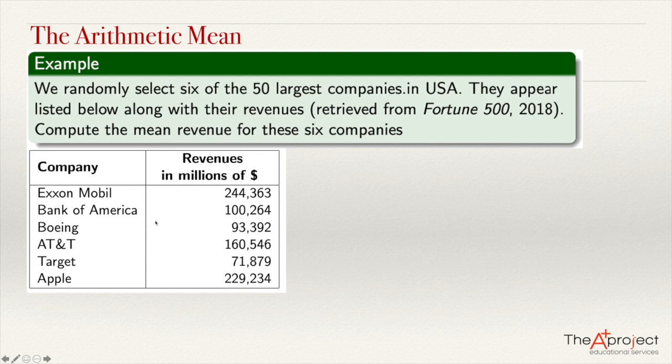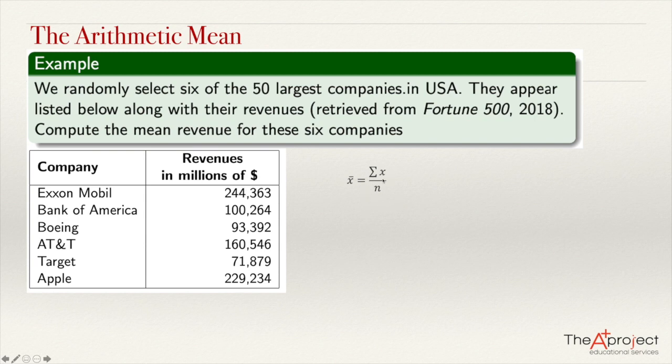Notice that this is a sample. Yes, there are 50 largest companies. We are researching the 50 largest companies in USA, but we take a sample of 6. If we take a sample of 6, then the symbol that I'm going to use is X bar. So it will be X bar equals the sum of all the X divided by n, and this n is the sample size, so it will be 6.